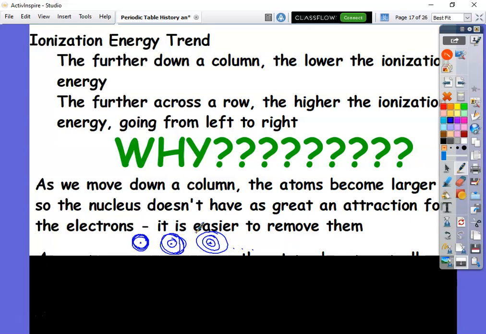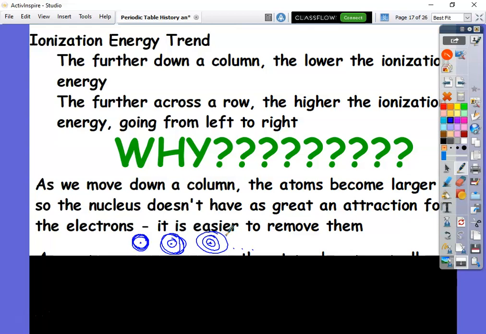In addition to that electron shielding, we also, remember, have the effect of the core electrons, the electrons on the inner part of the atom, blocking the valence electrons, or the outermost electrons, from feeling the pull of the nucleus.